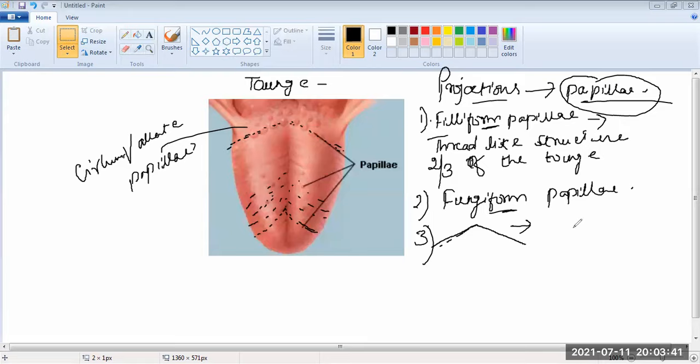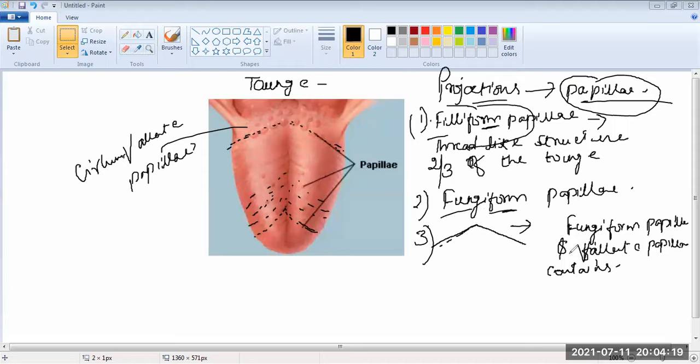Right. So fungiform papillae and your vallate papillae contain taste buds, right? And it is due to these taste buds that we feel the taste of the food, right? Important. Now just remember that filiform papillae do not contain taste buds, whereas fungiform and vallate papillae contain taste buds, right? So basically, what is a taste bud?